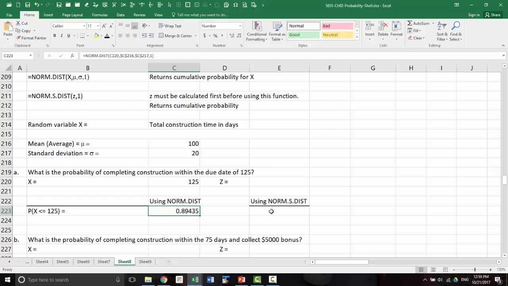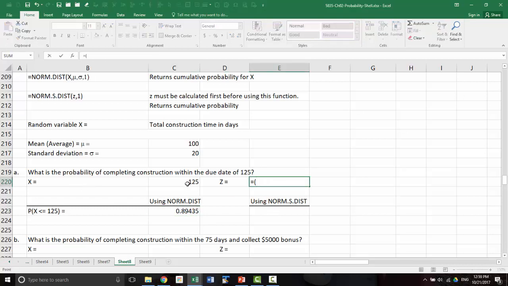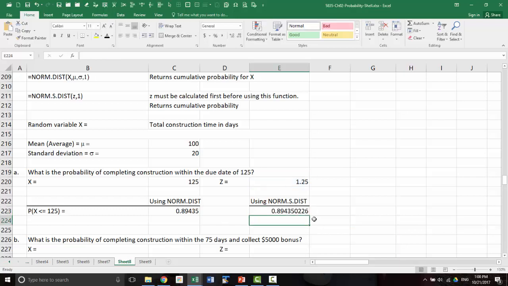Now if you want to use the NORM.S.DIST, then you have to compute the z yourself. So it will be x minus the mean mu, I'll absolute reference that, divided by the standard deviation, absolute reference that. So we have z. So now NORM.S.DIST, now z, that's it. There's no mu sigma for this, and 1. We'll give you the same answer, obviously. This function always gives you, doesn't matter whether the z is negative or positive, it always gives you the cumulative probability.